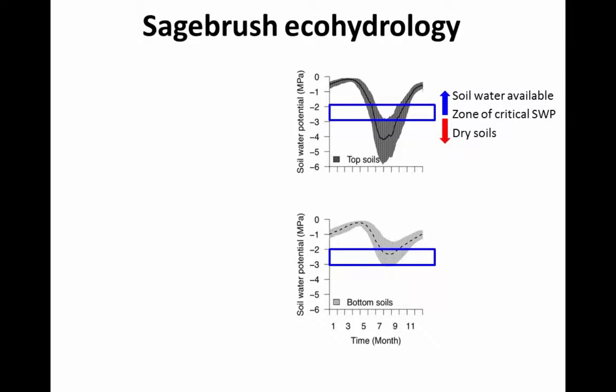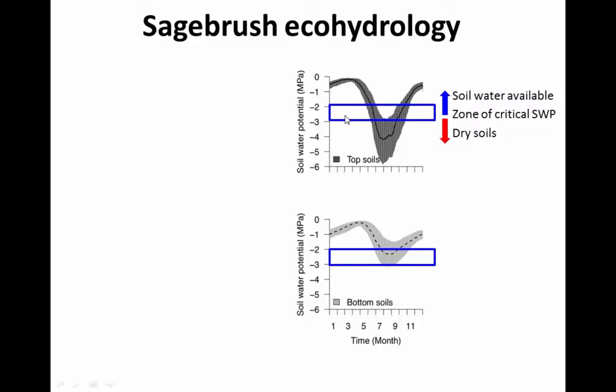So this is just a quick snapshot of what we learned. What I'm showing here, the top panel is soil water potential in the top 20 centimeters, and the bottom panel is deeper soils. The y-axis is soil water potential, so we have more water at the top, less water as you move down to the bottom, and the x-axis is time through the year, so we're looking at seasonal patterns from the beginning of the year to the end.